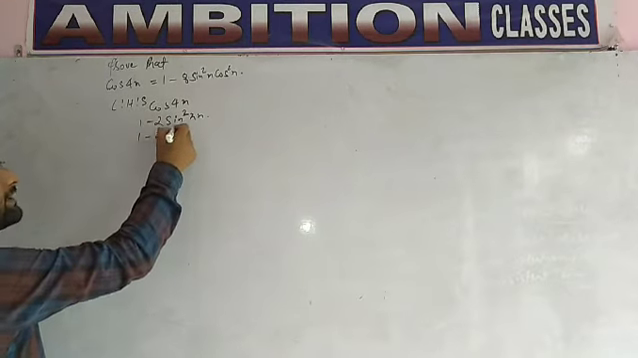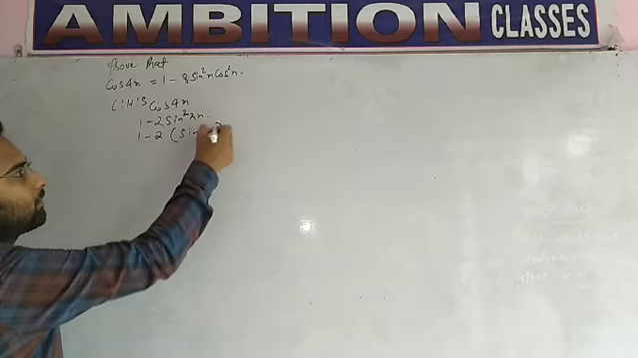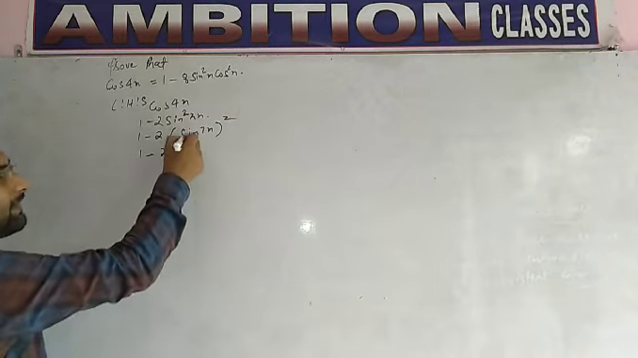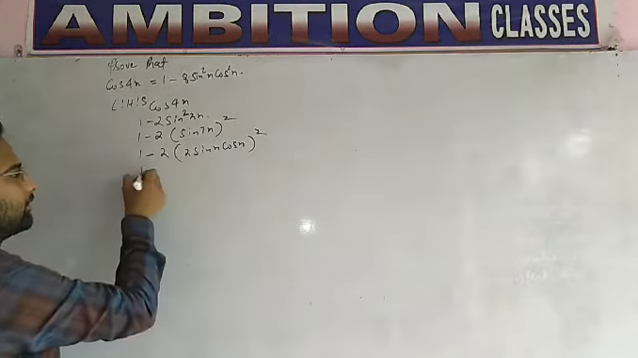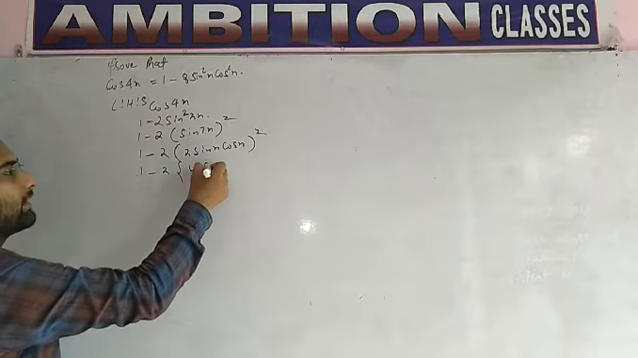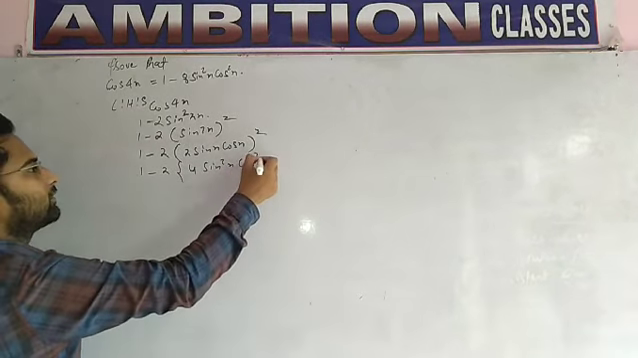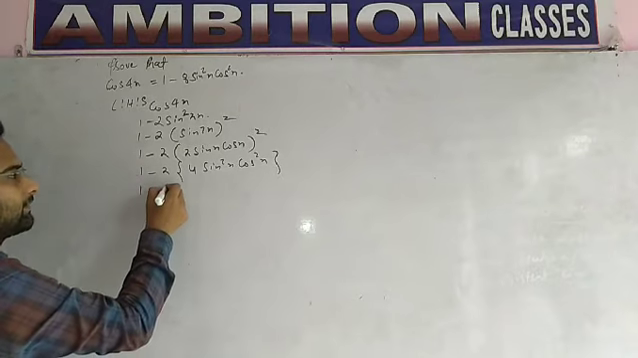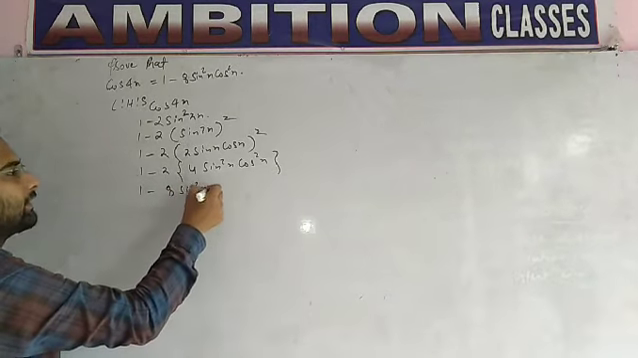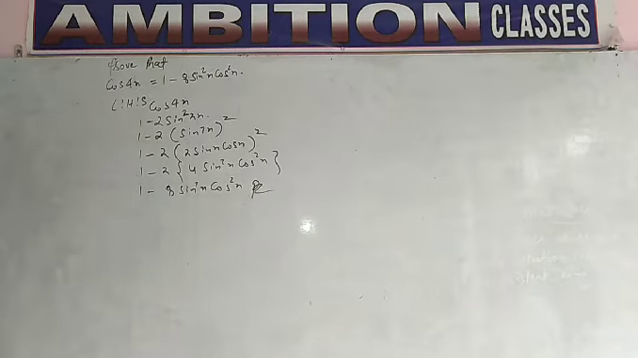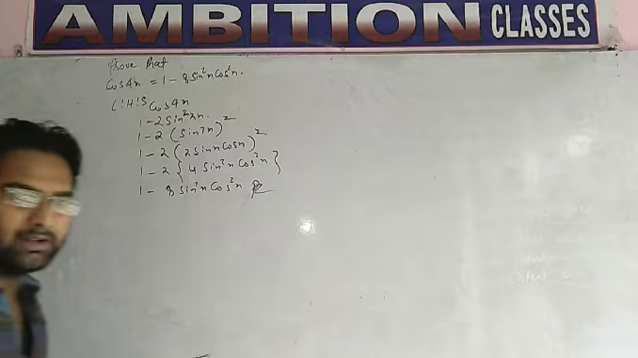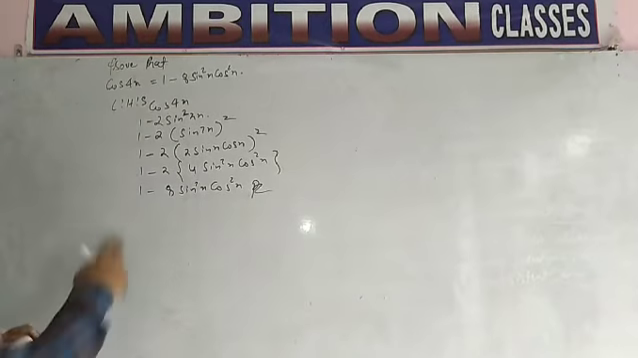1 minus 2. For sine square 2x we can write sine 2x whole square. And in place of sine 2x we can write 2 sine x into cos x whole square. 1 minus 2 into 4 sine square x into cos square x. Here it will be 1 minus 8 sine square x into cos square x. Hence proved. Students, please note this question. Okay, students, now let's move on to the next question.